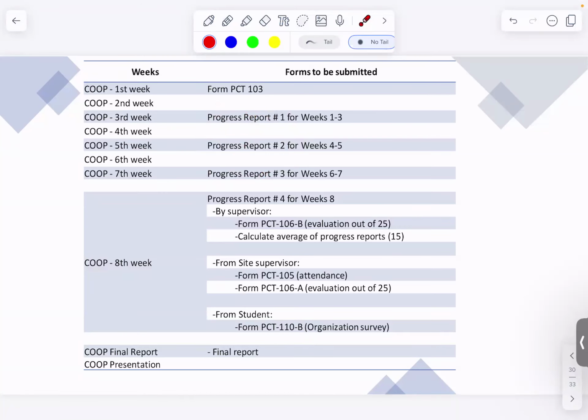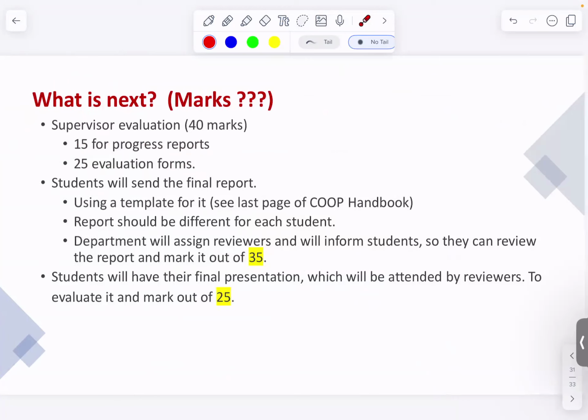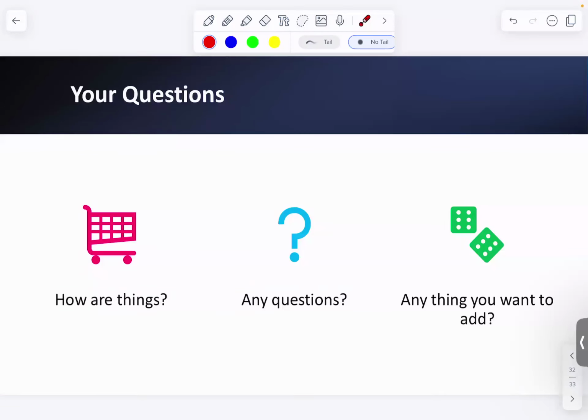You have to submit several progress reports, and it depends on the plan given by the site supervisor. In week 8, you have a lot of things, so you should be aware of the announcements through Blackboard: what forms you have to submit, and what forms you need to get from your site supervisor to support the academic supervisor. And finally, you also have the final report. The grades are 15 for the progress report, 25 for evaluation forms from the site supervisor and the academic supervisor, 35 for the final report, and 25 for the final presentation. I think these are the most important questions.